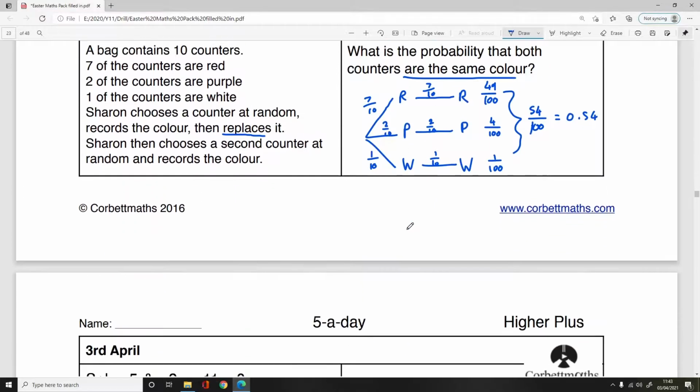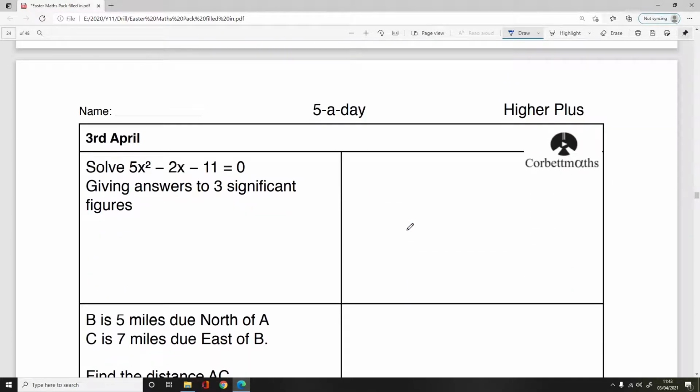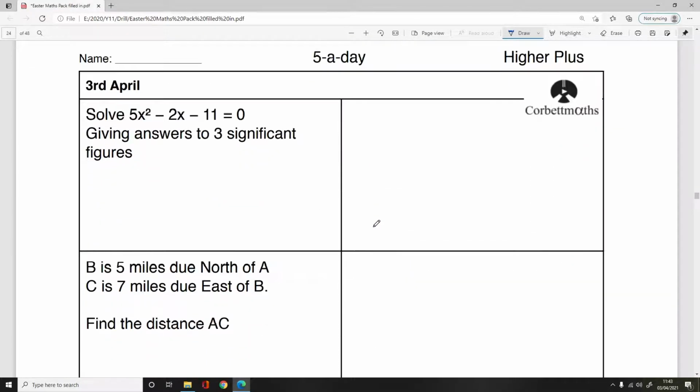Okie dokie. So, on to the tough stuff. Higher. Okay, right, so it doesn't start too bad. We do have this phrase here, giving your answer to 3 significant figures. And that is a big hint when it comes to a quadratic. So, with quadratics, generally you're going to factorize or you're going to use the formula. And you use the formula when the answer is horrible. And if it says round your answer to significant figures, it's horrible, it's probably the quadratic formula.